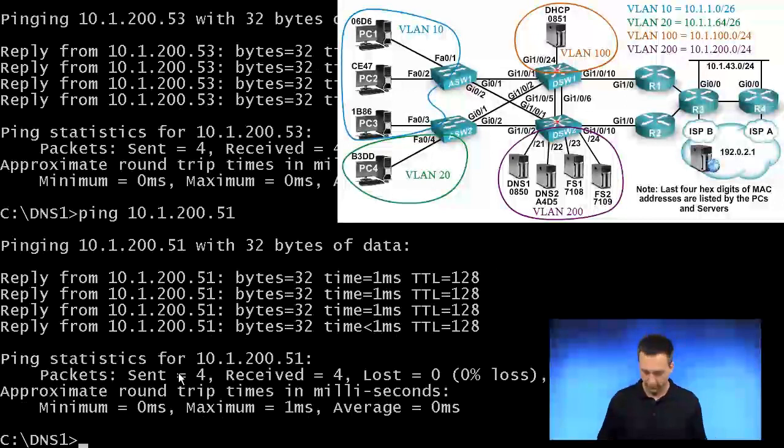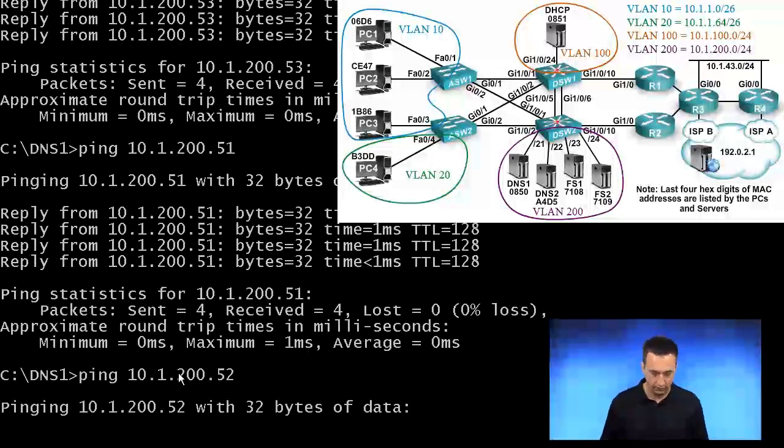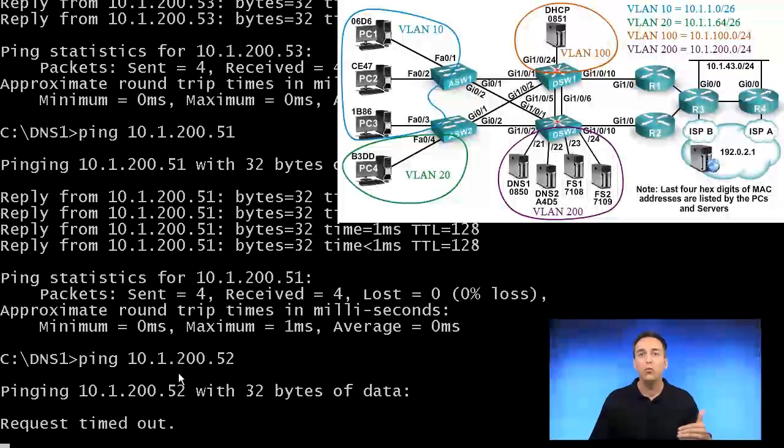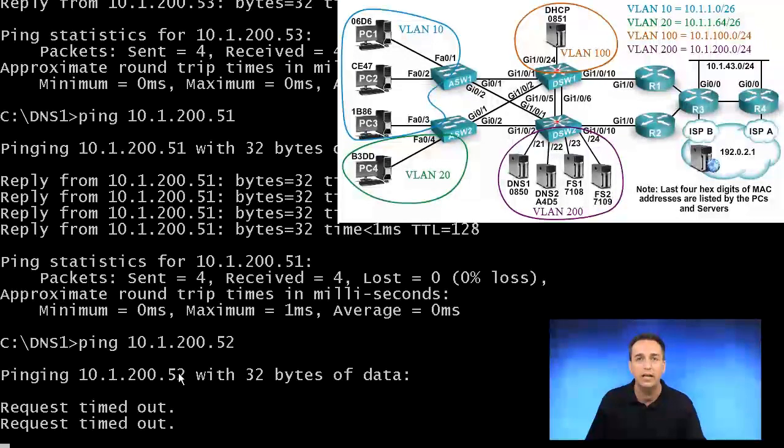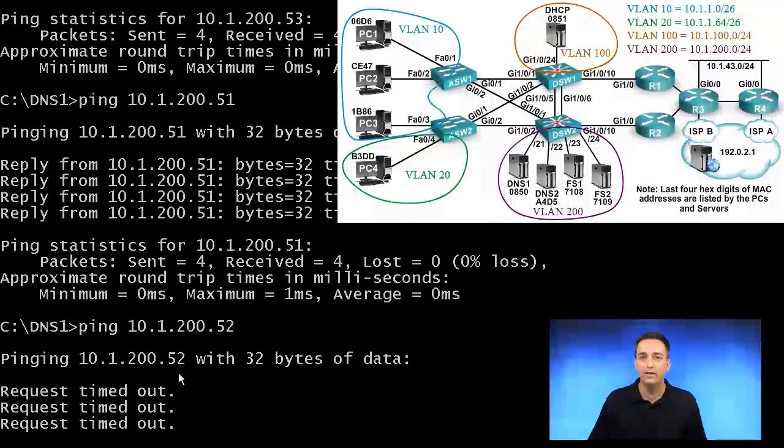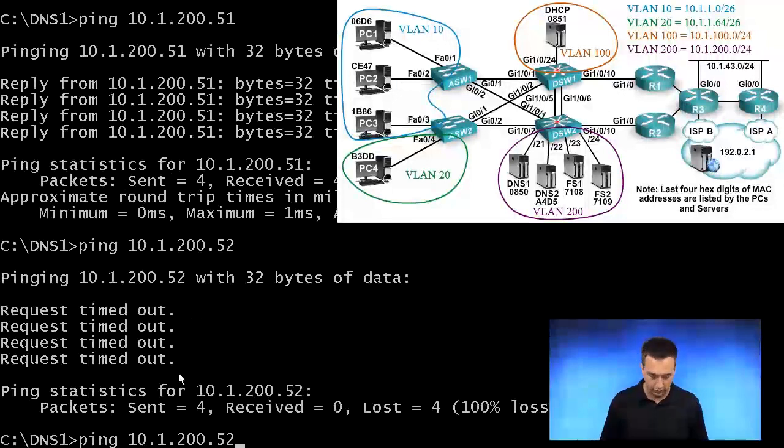Now let's try one of the file servers. 52. Oh, perfect. It fails. That's what we wanted, because DNS1 is in a community VLAN and file server 1 is in what? It's in an isolated VLAN. So we've prevented communication there. What about between DNS1 and file server 2?